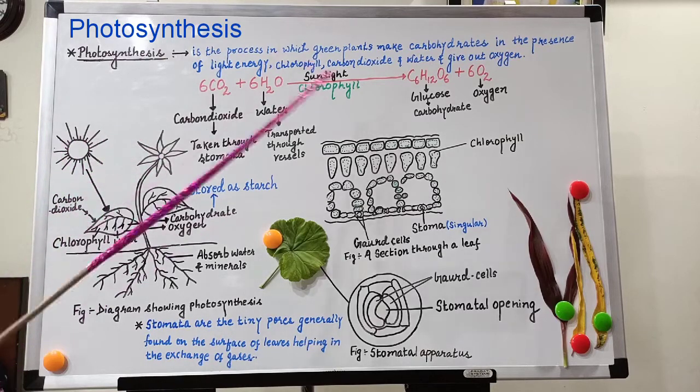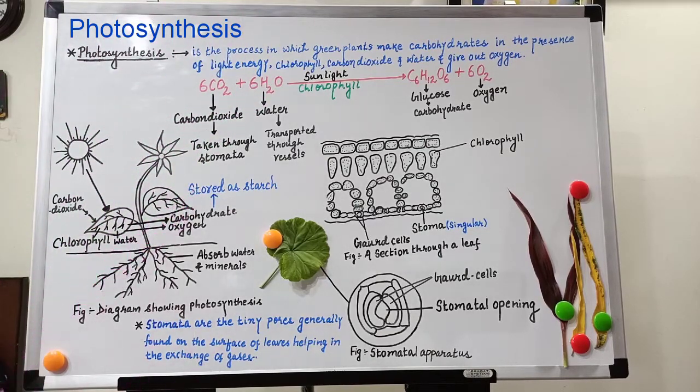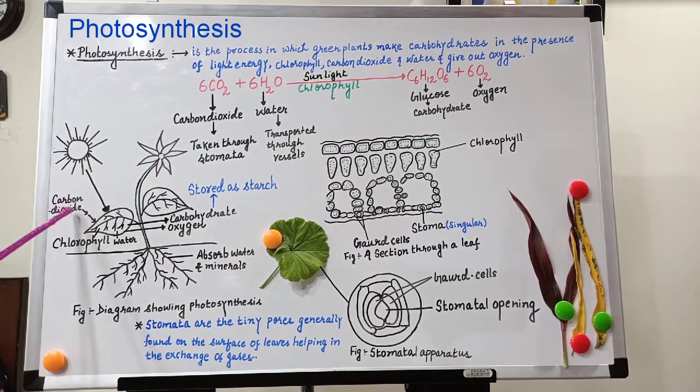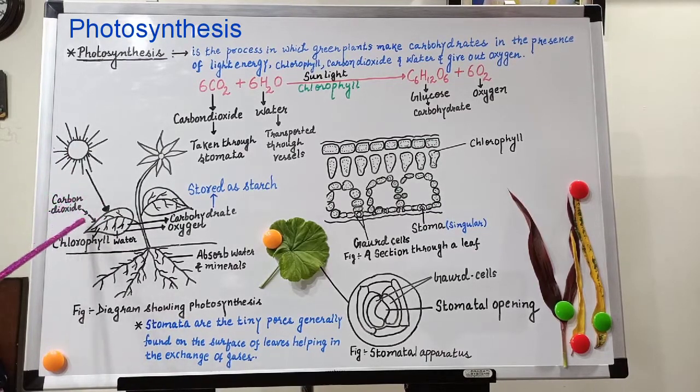But apart from sunlight, certain other things are also needed to perform photosynthesis. Let us first understand what are those things. One of the requirements of photosynthesis is carbon dioxide. As you all know, carbon dioxide is present in the atmosphere. So, green plants take the carbon dioxide from the atmosphere through the tiny pores present on the surface of leaves, and those tiny pores are called stomata.